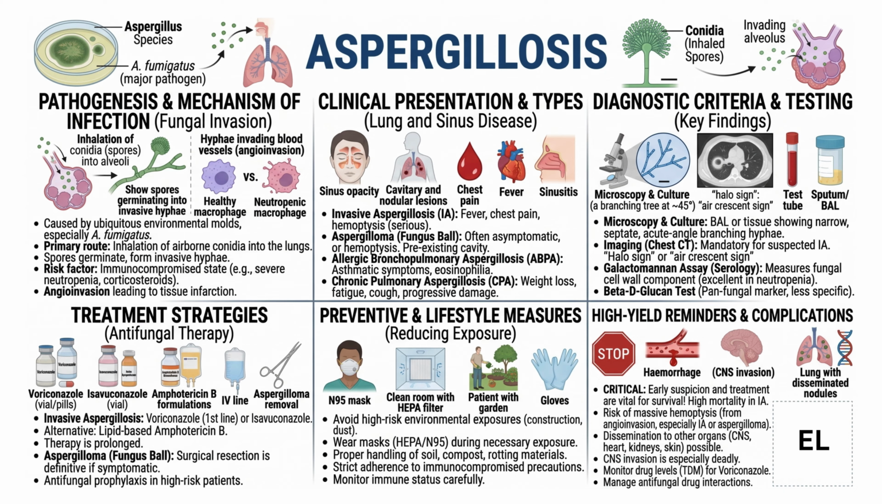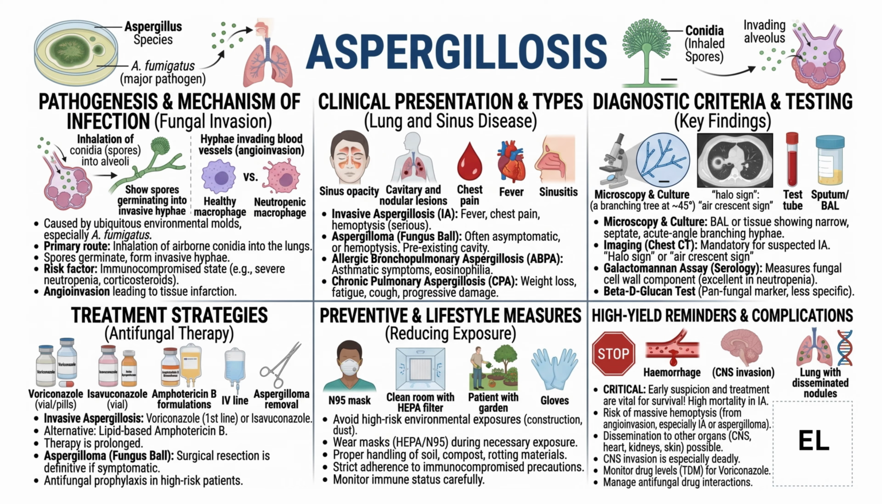Next is imaging, especially a CT scan of the chest. Two classic radiological signs are frequently tested. The first is the halo sign, which represents a nodule surrounded by ground glass opacity, indicating hemorrhage around a lesion. The second is the air crescent sign, which appears later and indicates healing with cavitation. These findings are particularly important in diagnosing invasive aspergillosis.